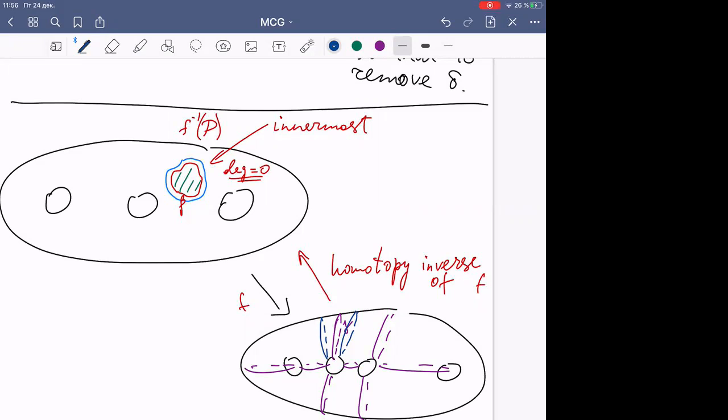Gamma may or may not separate this surface, but doubtlessly it separates the cylinder. So if we restrict to the cylinder, then gamma separates it into two pieces. And of course, because of transversality, this blue curve here and the interior of this disk lie on different sides of gamma. Their images lie on different sides of gamma.